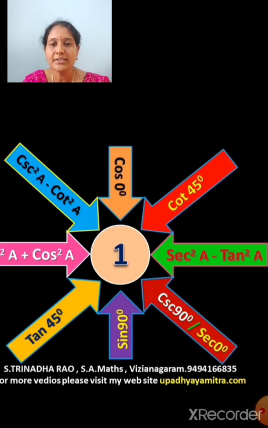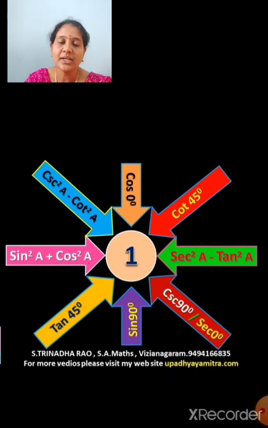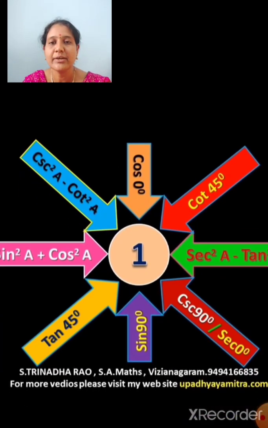So here at the side there is something else. Sec 0 is also 1, children. Sec 0 and cosec 90 are also 1. So observe this slide properly, children. Here cos 0 is 1, tan 45 is 1, cot 45 is 1, cosec 90 or sec 0 is 1. The remaining ones are called identities: sin square A plus cos square A, sec square A minus tan square A, cosec square A minus cot square A. So observe this properly, children. This is a very important slide.